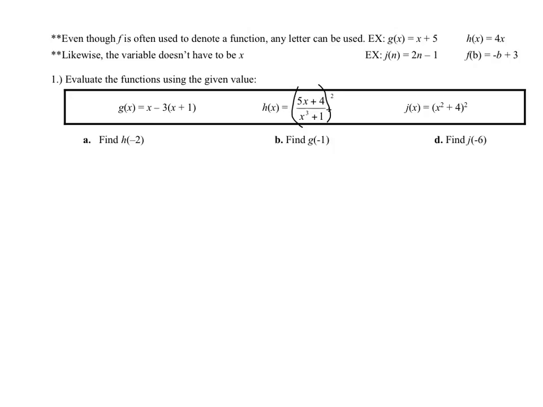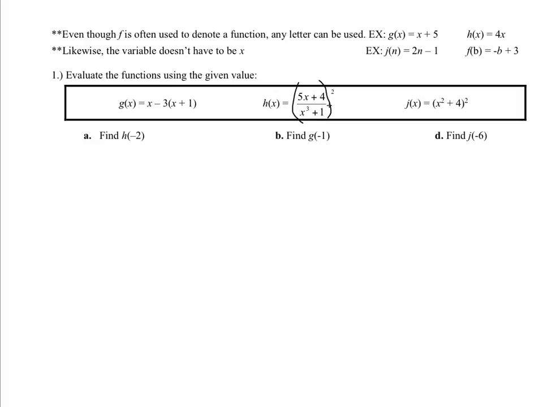And then the second question, g of negative 1, is asking you to put negative 1 into this function here. And this one, find j of negative 6, I'm asking you to put in negative 6 into this function here. All right, so now let's do the first one together. All right, so I've got h of negative 2. So I'm going to start with h of negative 2.